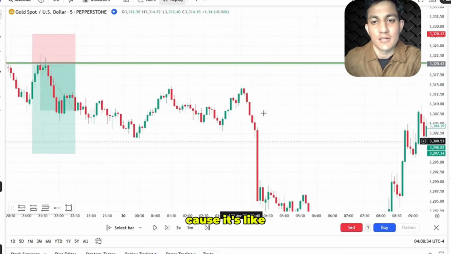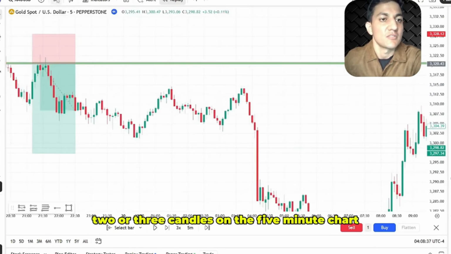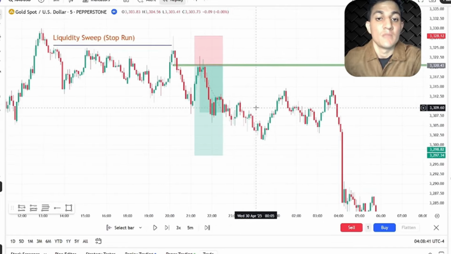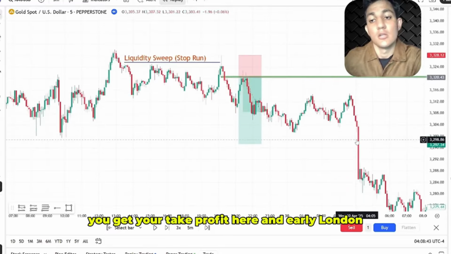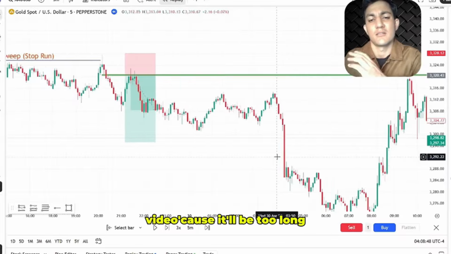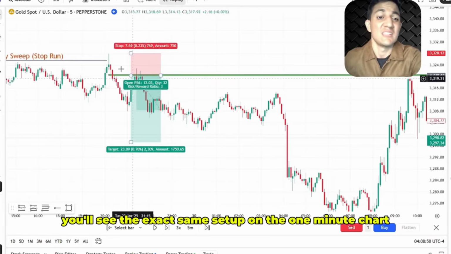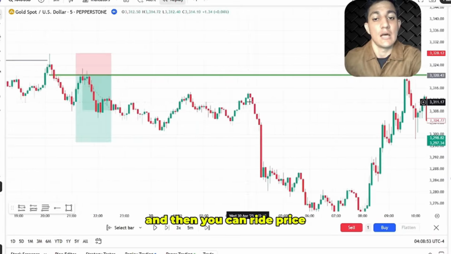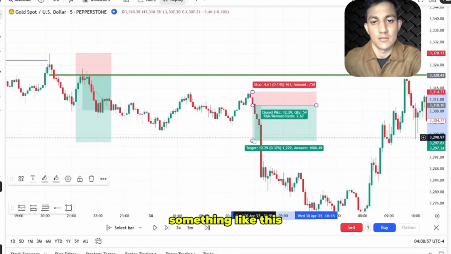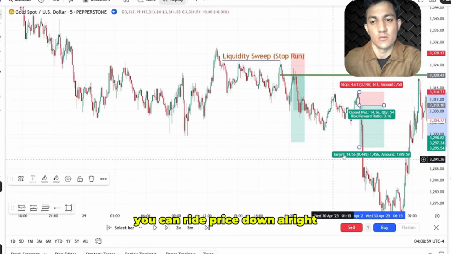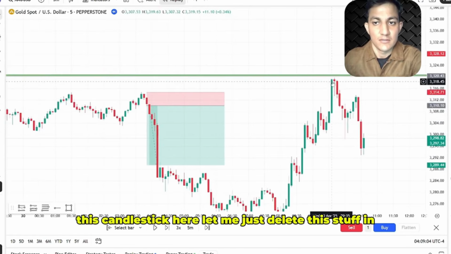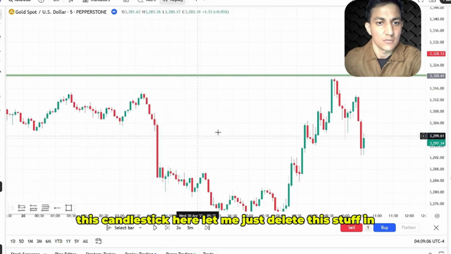And you can almost see that, right? Because there's 2 or 3 candles on the 5 minute chart, which will be about 15 candles on the 1 minute chart. But anyway, doesn't really matter. Point is, you get your take profit here early London, and you'll see this setup over and over again. Like I said, I'm not going to do it in this video because it'd be too long, but if you get on the 1 minute chart, you'll see the exact same setup, and then you can ride price down, right? It'll probably look something like this. You get your 3 to 1. And if you really want to, you can ride price down. Right? And if you look again in New York, this candlestick here, let me just delete this stuff here.